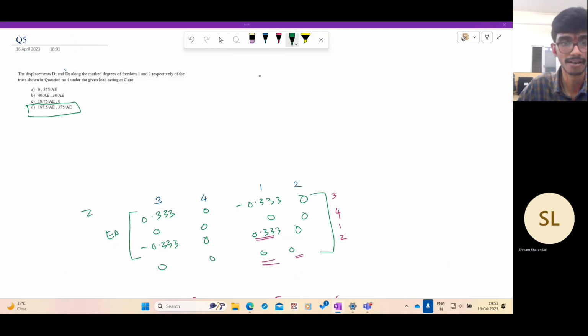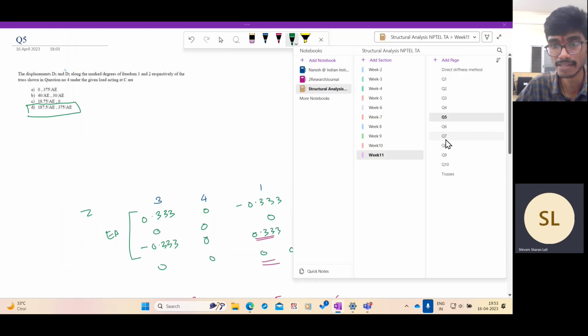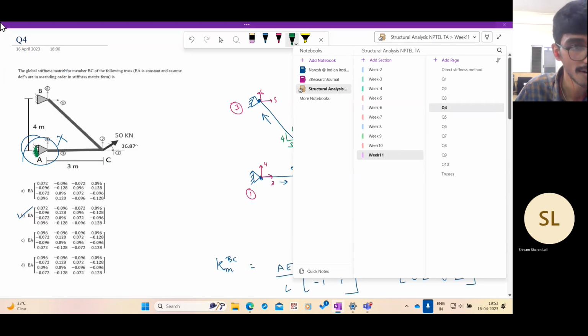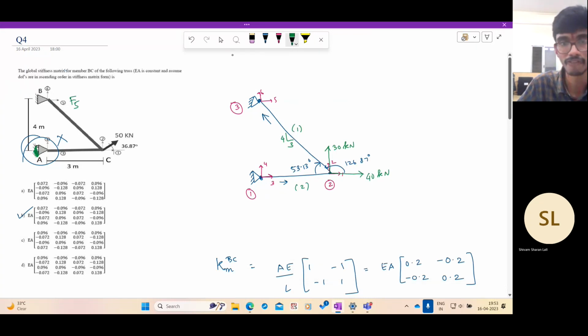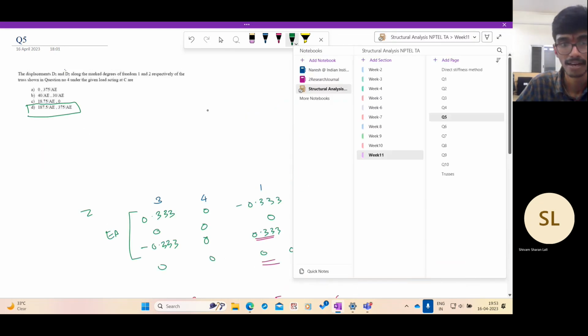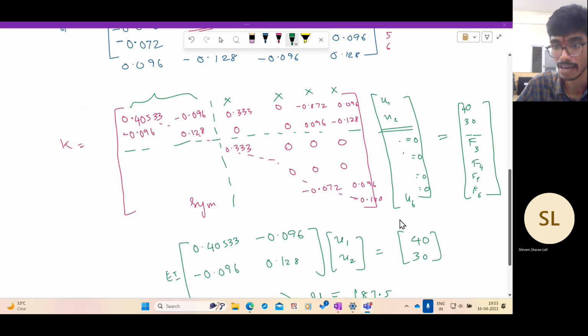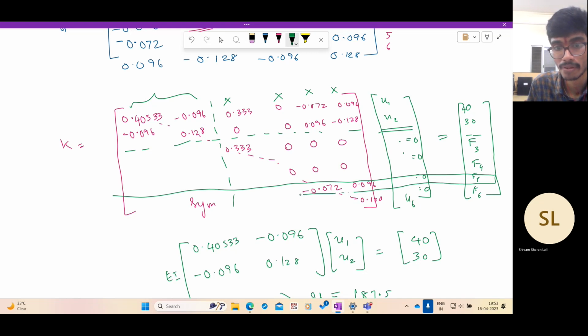So let's go to the next part of the same question. The next part, they're asking us to determine the horizontal reaction force at support B. What is that degree of freedom? The horizontal reaction force at support B is F5. We need to find out F5. And how do we determine F5? Now use this. F5 is actually unknown, and it is given by the equation of the fifth row of the matrix. It is given by this, this is what we need to use.